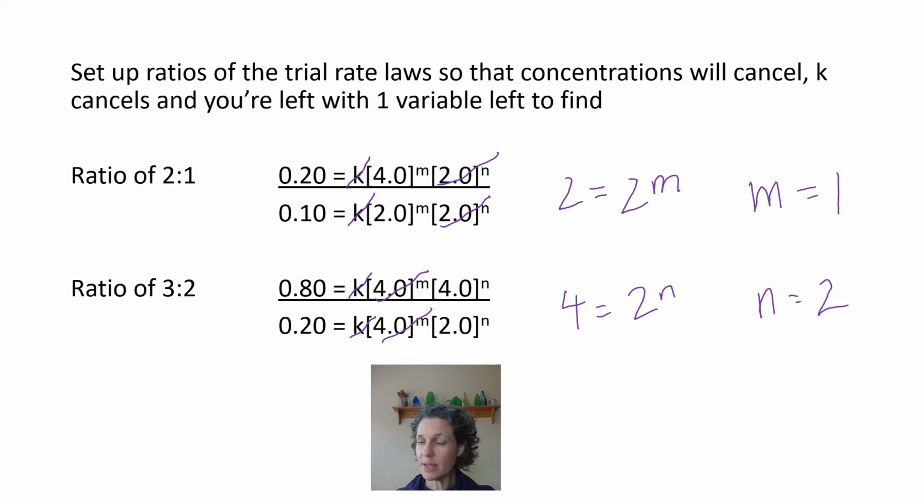All right, so that's the big part. Typically your orders, for us, will always be whole numbers, though I know they can be fractions or bigger. We'll usually have 1, 2, or 3 for our m and n, but I want you to just get the concept here. So we found m and n.